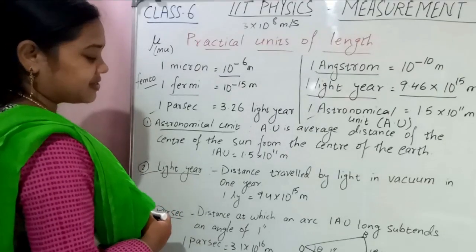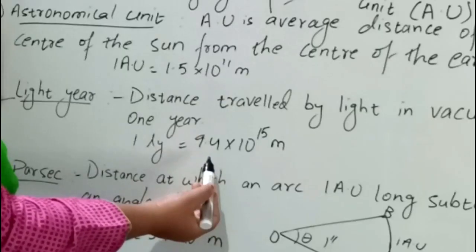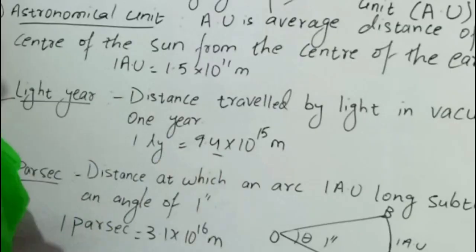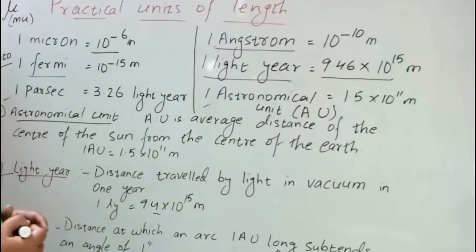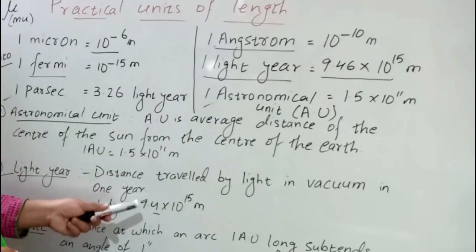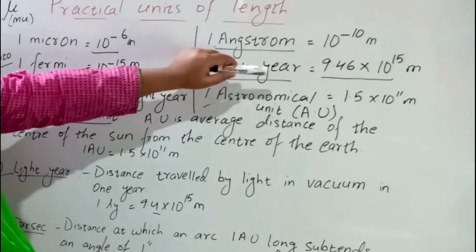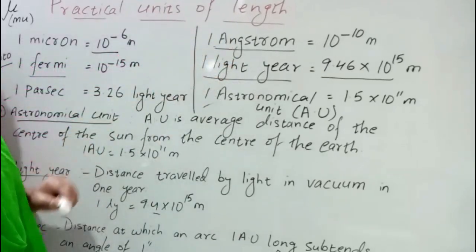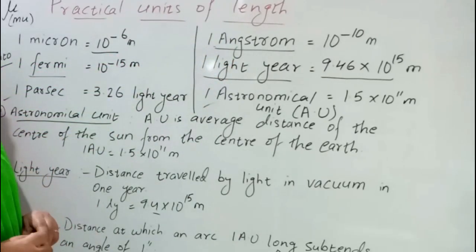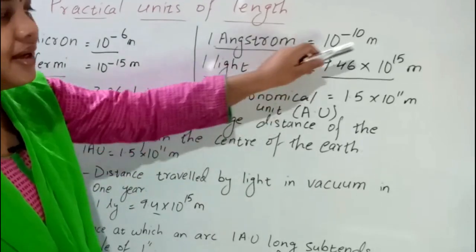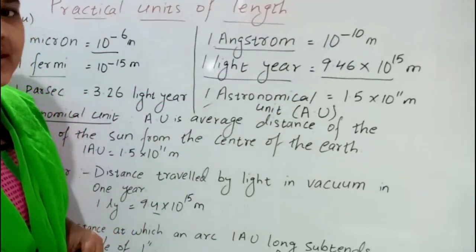So 1 light year is equal to 9.46 into 10 to the power 15 meter. Don't confuse, the earlier value had 1 decimal place, and this has 2 decimal places. So 1 light year is equal to 9.46, with more decimal places, that much accurate value. Clear? So 1 light year is equal to 9.46 into 10 to the power 15 meter.